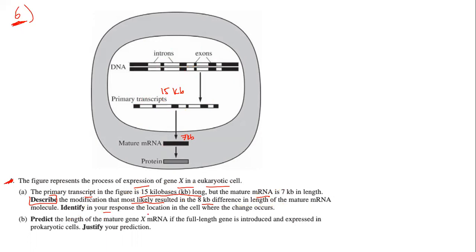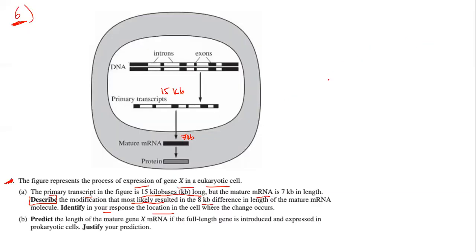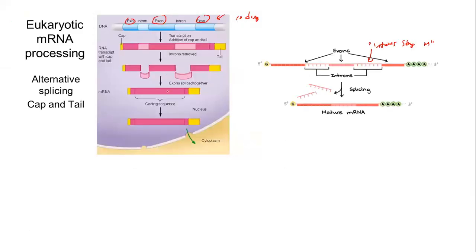Identify in your response the location in the cell where the change occurs. Nothing's labeled here, and I just wanted to revisit this, and you guys usually knock this out of the park. Remember that exons are the parts that exit the cell. Exons are the coding part. Introns stay in, and they're basically non-coding. The modification that most likely resulted in the 8 kilobase difference is called mRNA processing, or splicing. So to earn the point, you just needed to mention that this is mRNA processing. That's what you're seeing here.